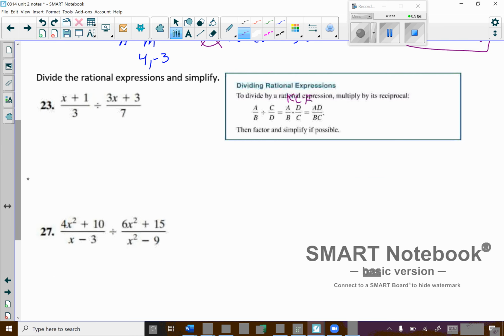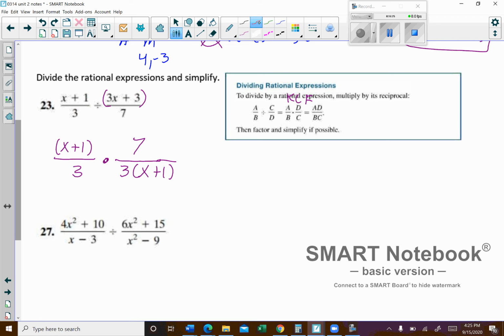And so what we'll do here is keep the first one. So we'll put that as x plus 1 over 3. And then we're going to change it to multiplication. And then the 7 will go on top. And I'm going to flip this down below. And as I do that, I'm going to go ahead and factor it now. So I can factor out a 3 right there. And then I'm going to have an x plus 1 on bottom. Okay, so I factored out the 3, and then I have x plus 1.